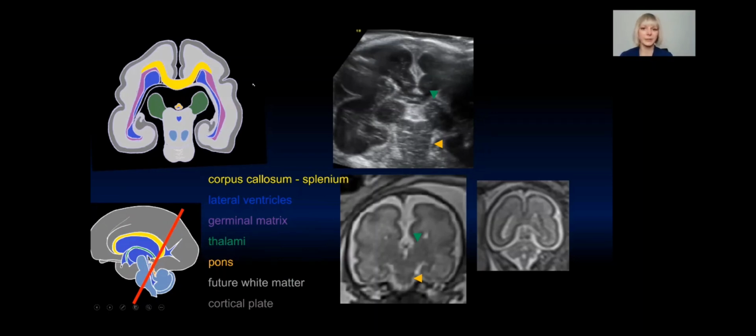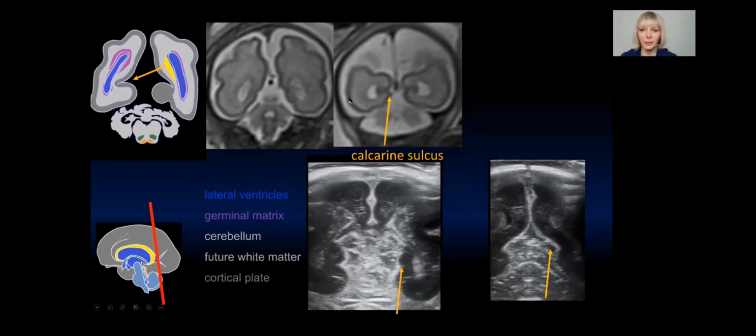More posteriorly, you can see the corpus callosum, the thalami are splayed, and now we are seeing the pons in the coronal plane. You'll notice that there are little echoes. The pons is more echogenic than other brain structures because of all the fibers that are crossing the midline, which create interfaces.